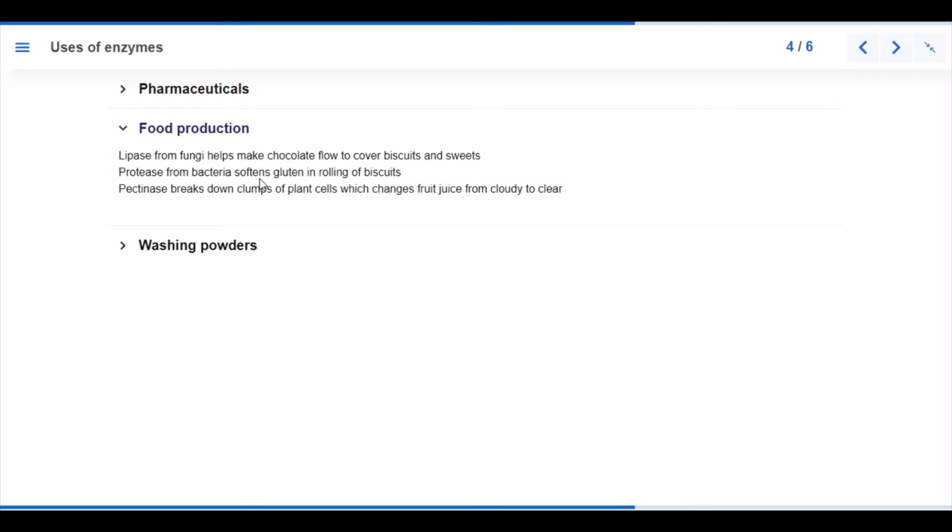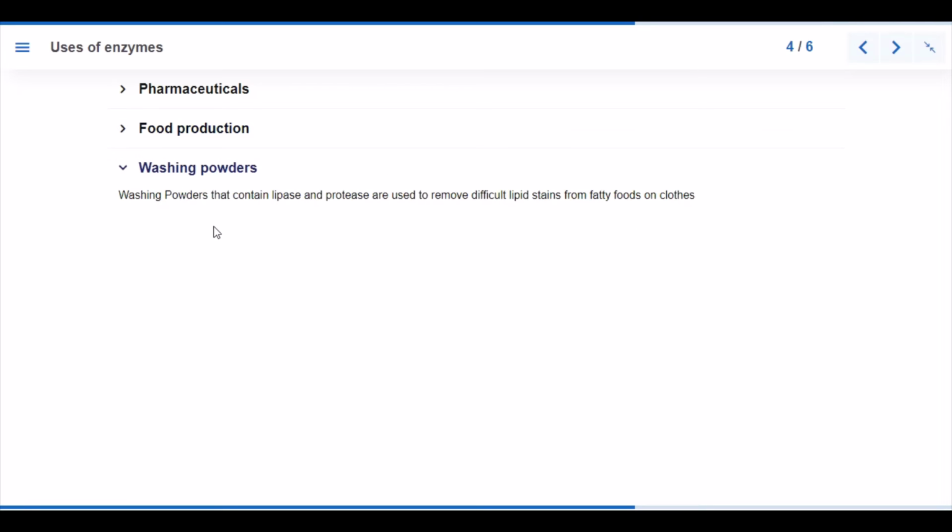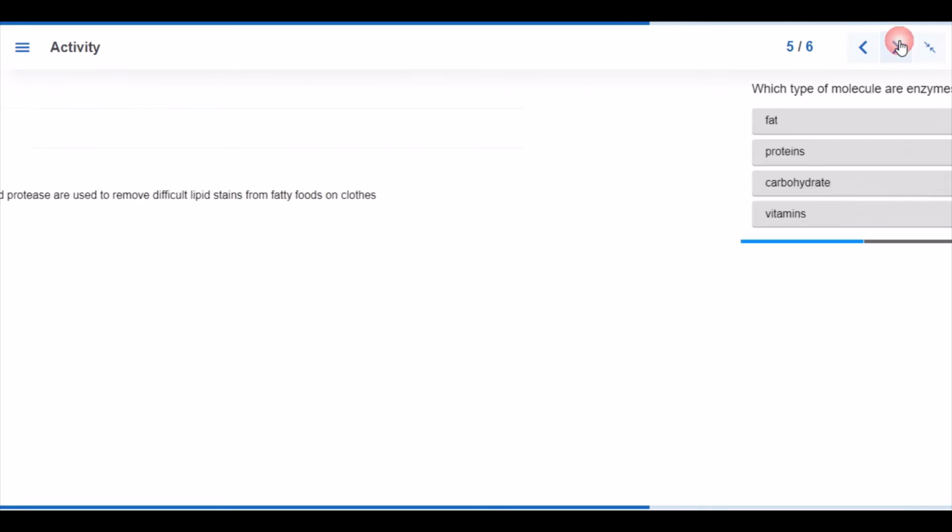Protease from bacteria softens gluten in rolling of biscuits. Pectinase breaks down clumps of plant cells, which changes fruit juice from cloudy to clear. Washing powders. Washing powders that contain lipase and protease are used to remove difficult lipid stains from fatty foods on clothes.